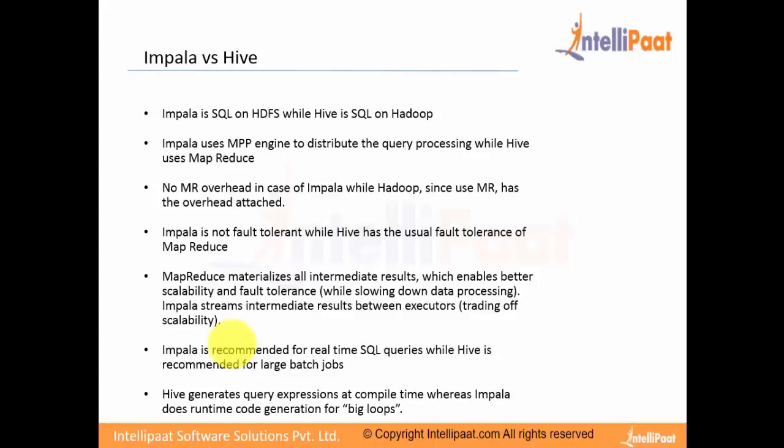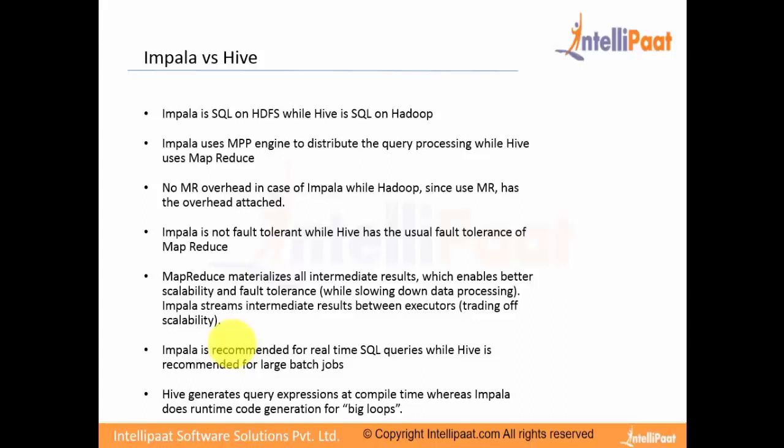Okay, moving ahead, the MapReduce paradigm materializes all the intermediate results, which enables better scalability and fault tolerance, but actually slows down the data processing at the same time because the data needs to be written to the disk, which is something that is not there in Impala. What Impala does is stream the intermediate results between executors and make the processing very fast. But the thing is, it trades off scalability.